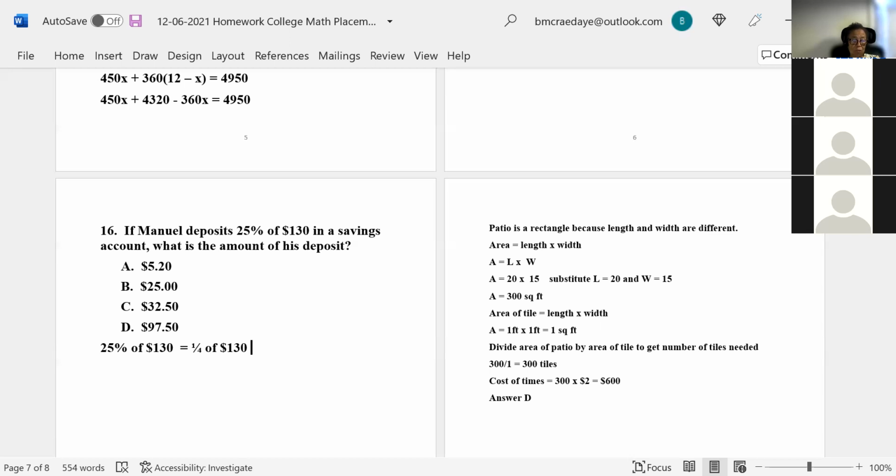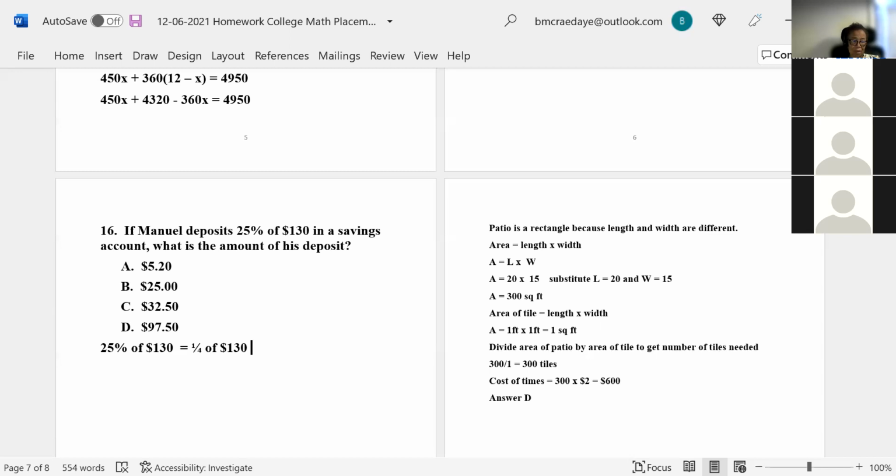Now what's 1/4 of $10? It can't be more than $10, it's got to be less. So what's 1/2 of $10? $5. Okay, now take half of $5. What do you get? $2.50. That's it. You got your answer.